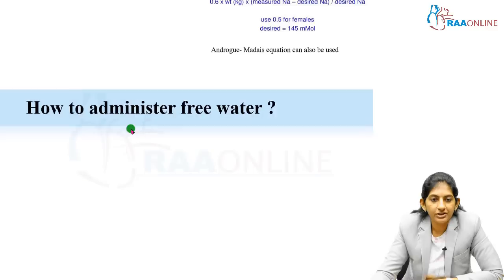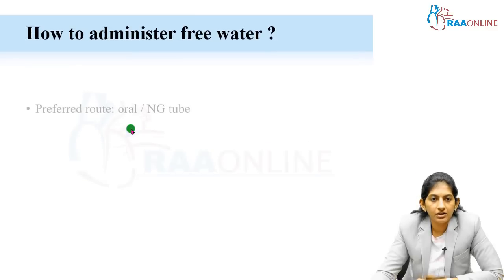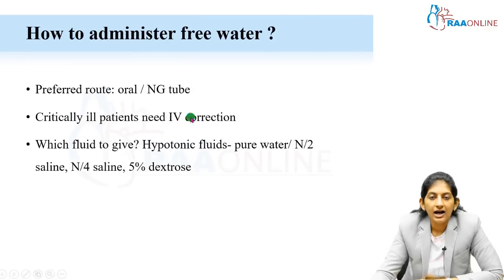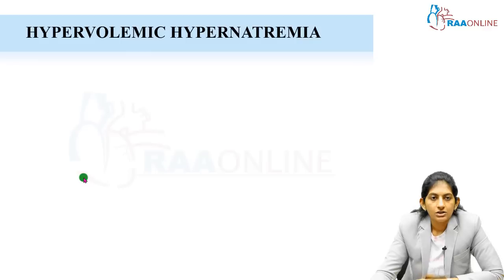So how are we going to give this free water? Either orally or through an NG tube. And if the patient is critically ill, IV correction is also given. But when we are giving, give a very hypotonic fluid like N by 3, N by 4 or even N by 5 saline. The more hypotonic it is, the slower we need to administer, and frequent checking of sodium levels has to be done. Please remember that. So we have completed our hypovolemic hypernatremia.